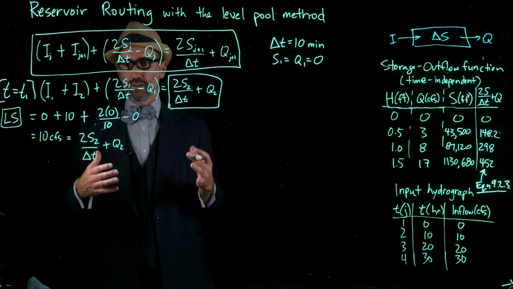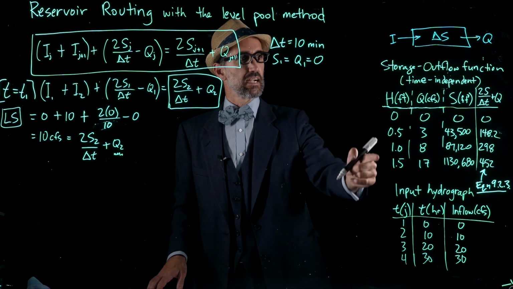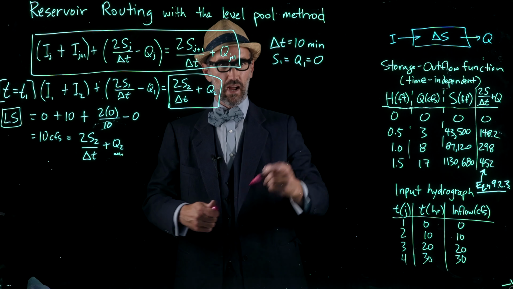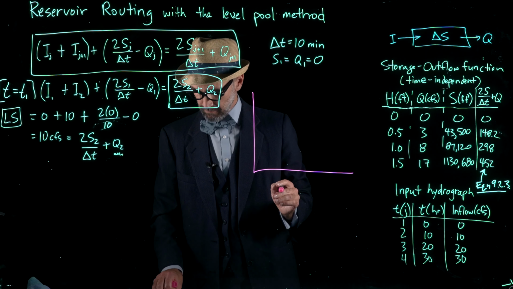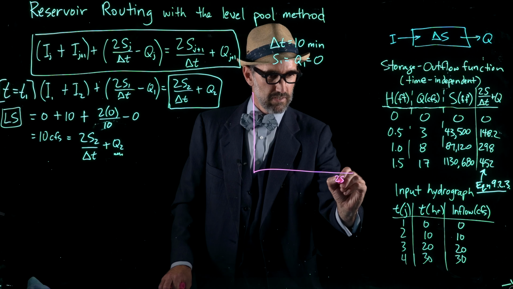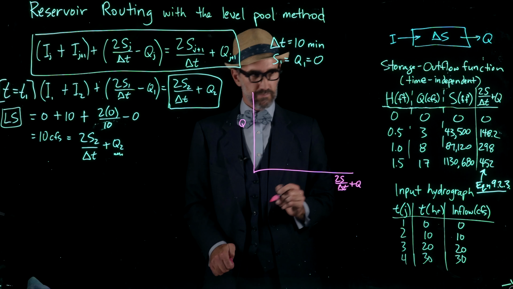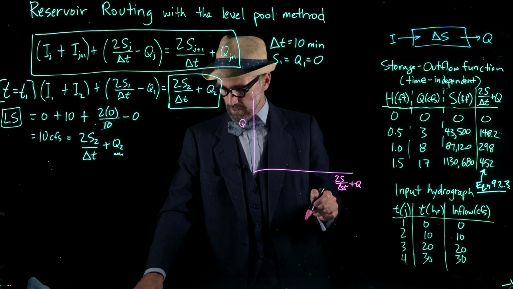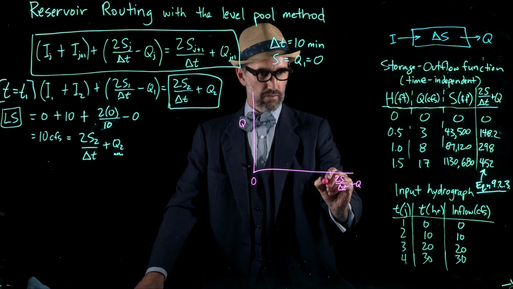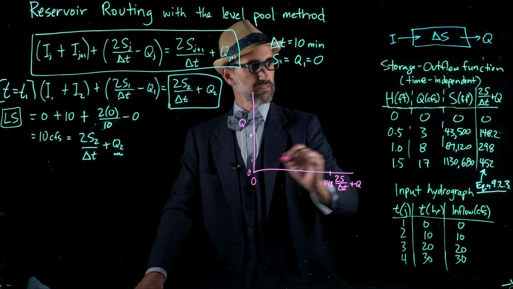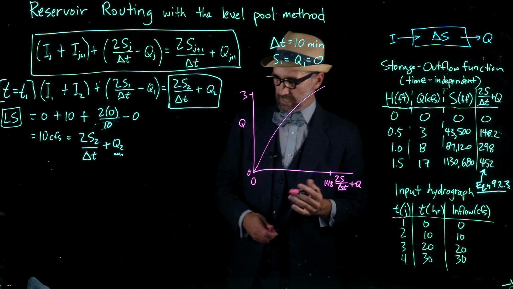And then what we want to do is calculate this and isolate this Q2 variable. How we do that is by interpolating off of this storage outflow function. So I'll draw the graph to explain this type of interpolation. This is a graph of the storage outflow function. We have our 2S over delta t plus Q on the x-axis, and then just our Q on the y-axis. From the graph here, we know on the x-axis, we are varying from 0 to 148, and on the y-axis, we're similarly varying from 0 to 3. And we have some function here, and we assume a linear interpolation of that function.